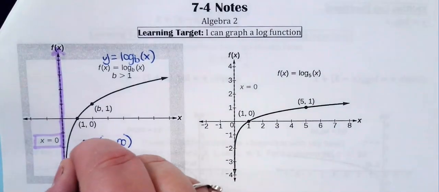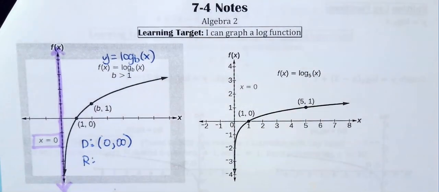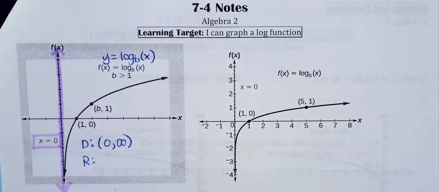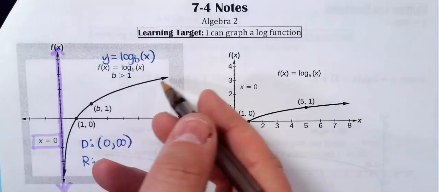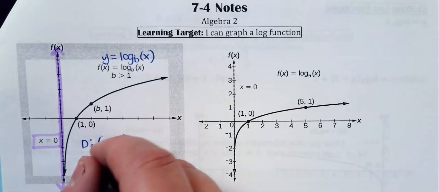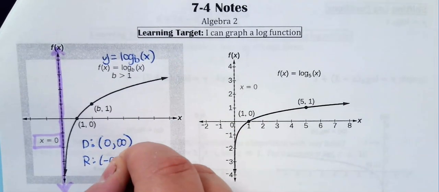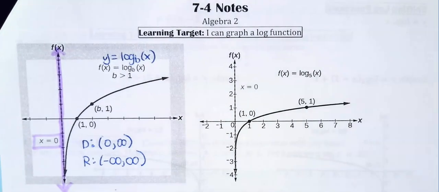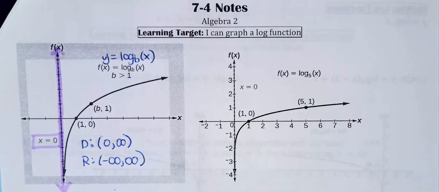And your range for all these logs that we're going to graph today, it goes, like this piece goes down forever. And then I know this looks like it kind of levels off, but it does go up forever. So the range for every single one of these logs that we're going to graph, no matter where the asymptote's at, is going to be negative infinity to infinity. Now the domain might change a little bit based on the asymptote. If it's shifted, we're going to do that more on the back side of this note paper.